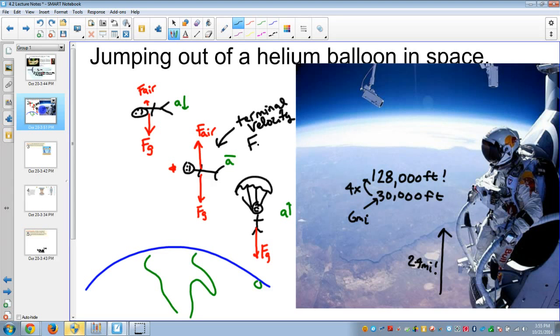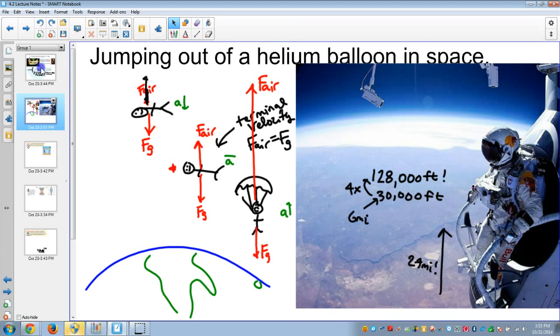That's when your air resistance reaches and equals the force of gravity. So this air resistance is going to start getting bigger and bigger the faster and faster he goes until he reaches terminal velocity, at which point he's going to pull his parachute, and now air resistance is a lot bigger than gravity. That's what slows him down, so he can land at a comfortable speed and not break his legs.